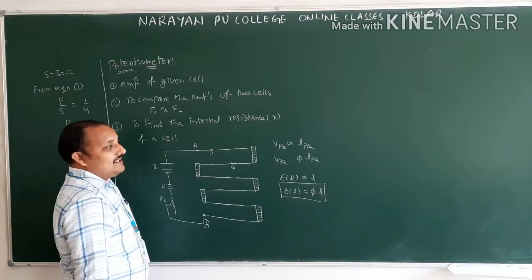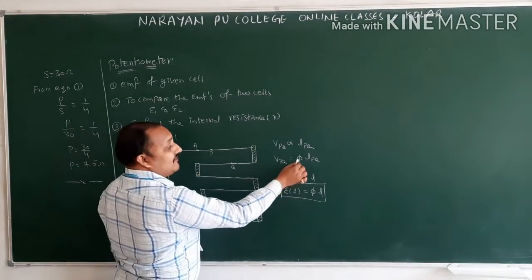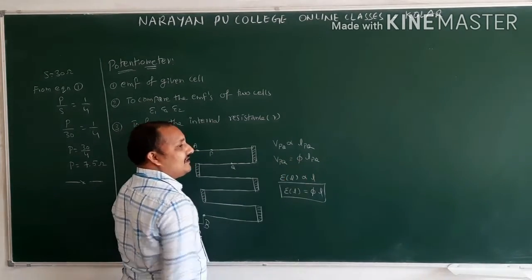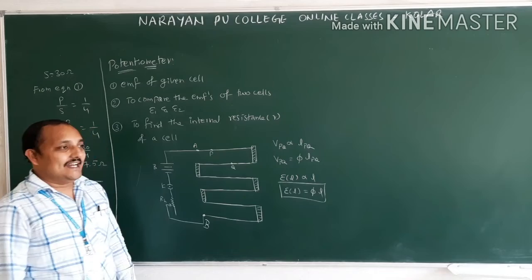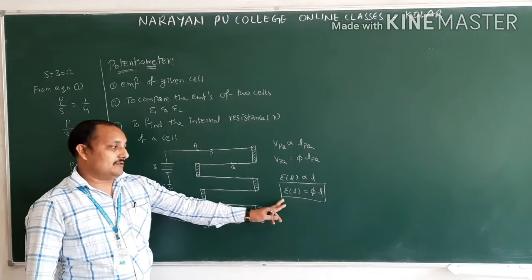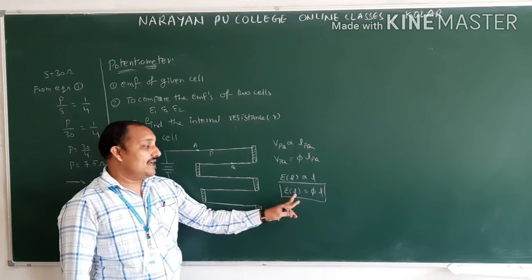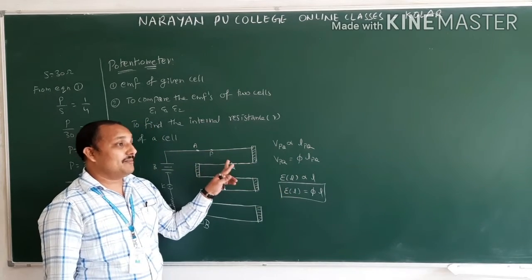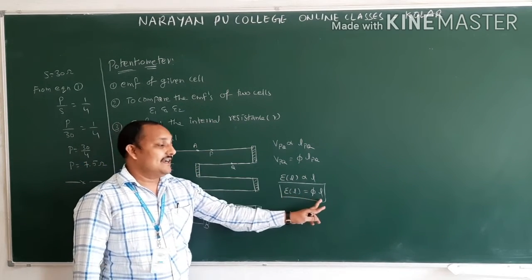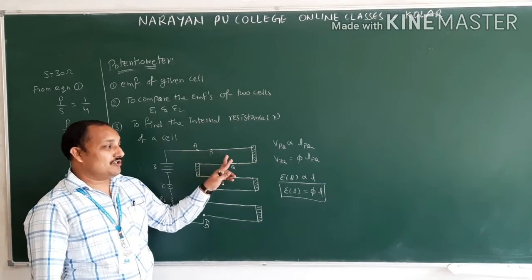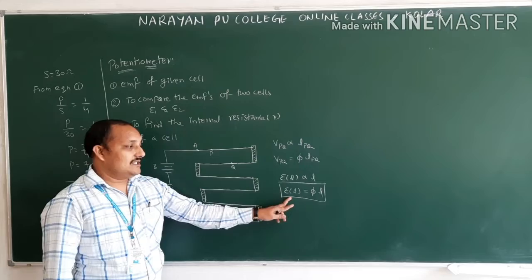So this one they will call the potential gradient. Here phi is nothing but potential by length, and potential by length gives the potential gradient. This is the principle: the potential between any 2 points of the potentiometer wire is always directly proportional to the length of that portion of the potentiometer wire. So this is nothing but the principle.